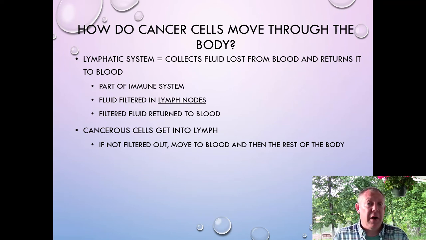And they might settle there, and they might start to form a tumor. But if they don't get filtered out, then they get returned to the blood. Now it's in the bloodstream, and now it can get carried anywhere in the body and eventually settle and form a new tumor. And so that's why the lymph nodes are always something that's important for treatment. It's one of the first things we look at. We'll talk about that here in a second when we're talking about treatment.